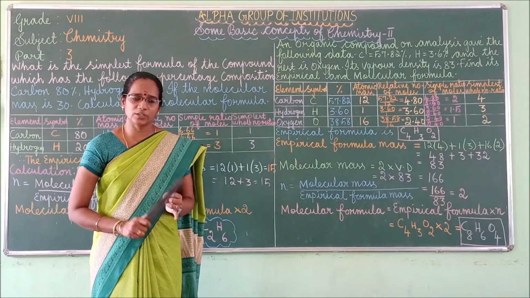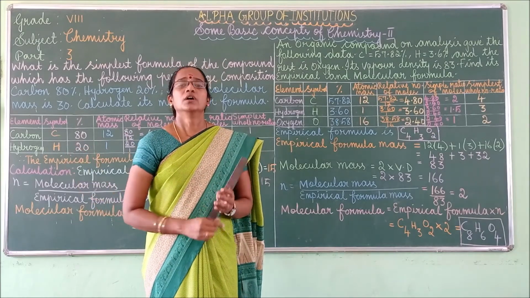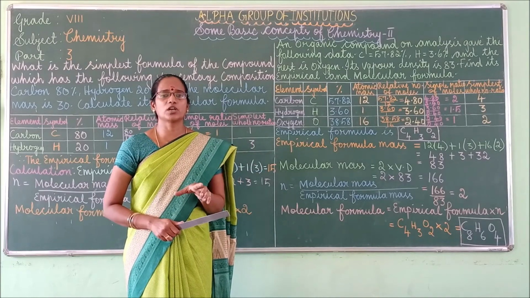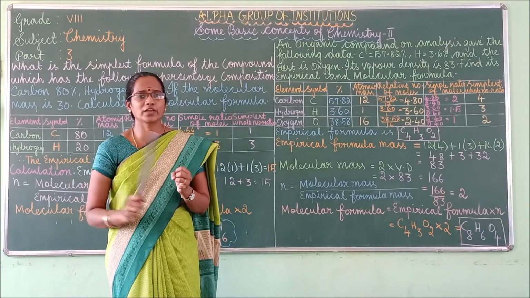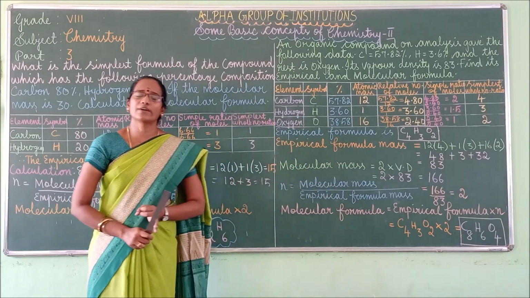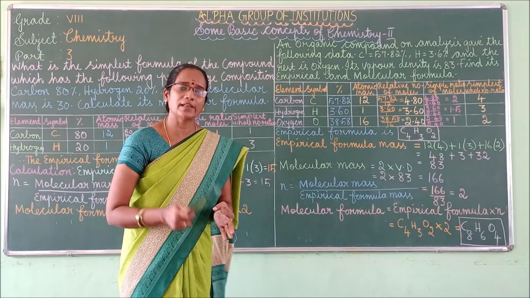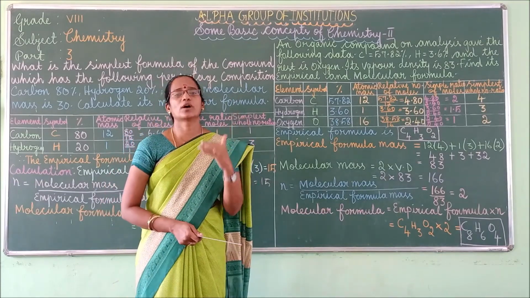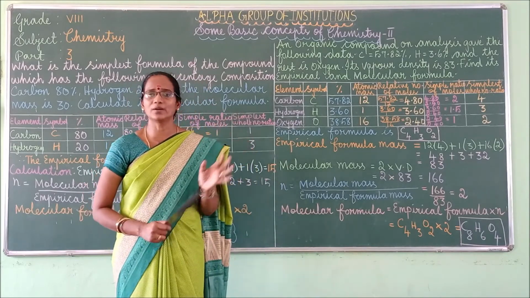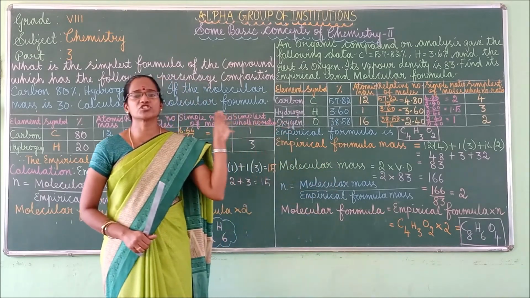First, read the question twice. If you have to find out only the empirical formula, that is enough. If you are asked to find out both the empirical formula as well as the molecular formula, first you mention the empirical formula. Next, what do you have to do? You have to calculate the empirical formula mass. Next, you have to calculate the N value. Finally, you have to apply the formula for the molecular formula.